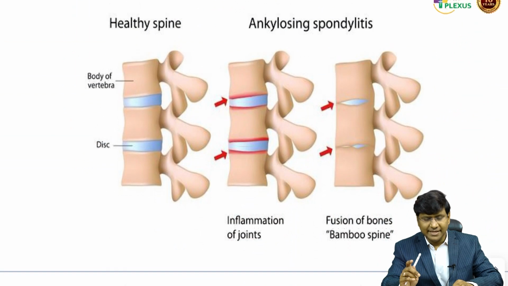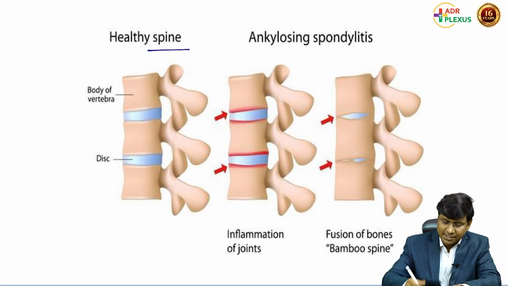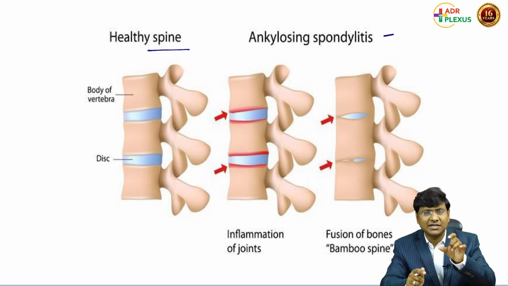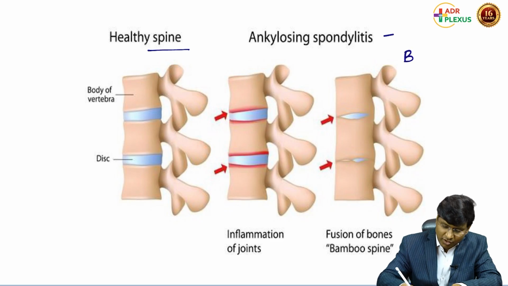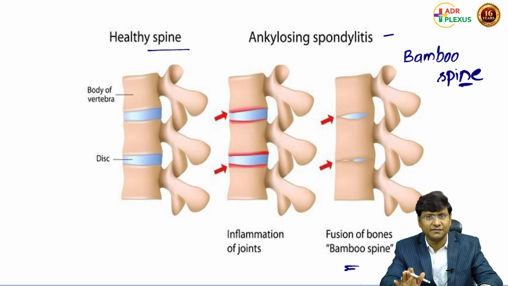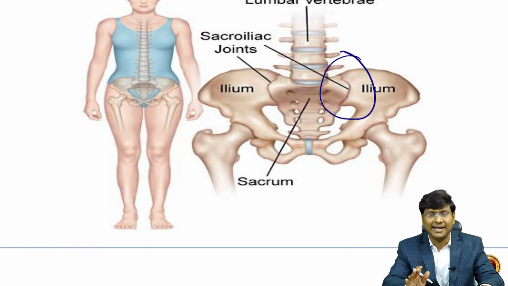So in ankylosing spondylitis, two important structures. One is the involvement of the spine. In case of ankylosing spondylitis, the intervertebral discs as well as the edges of the vertebra are inflamed and they are fused. And when you do an X-ray of the spine, it appears like a bamboo, and that is the reason why it is described as the bamboo spine, and that is due to the fusion of the vertebra.